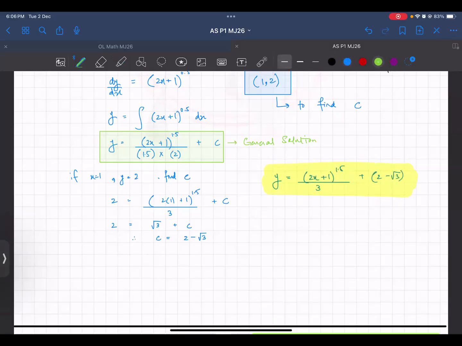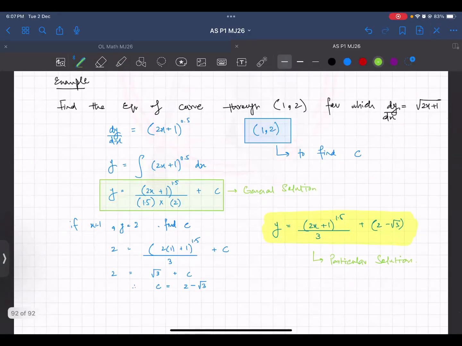You will call this the particular solution. And this is a very past paper like question. This is how you will always do this: integrate it, then use the point that they have given you to find the value of c, and then replace the value of c in its place.